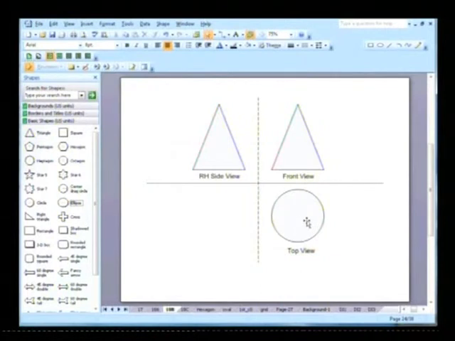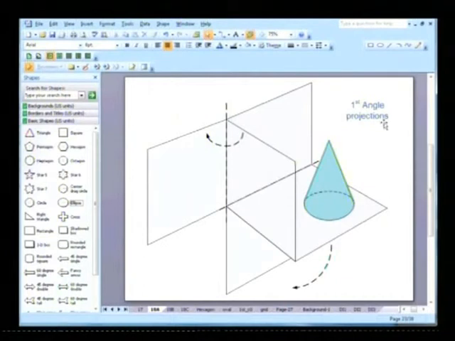So when you look from the top view, you will be able to see the circle. Front view will look like a simple triangle, and the right hand side view will also look like a triangle. The right hand side view is coming from here.